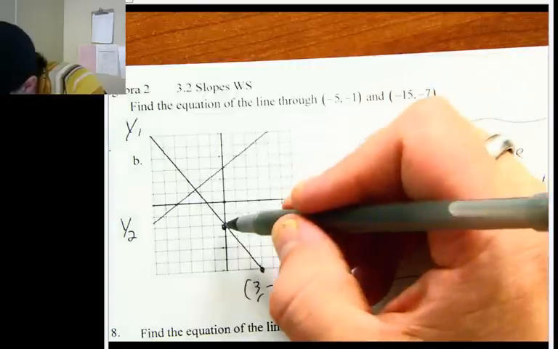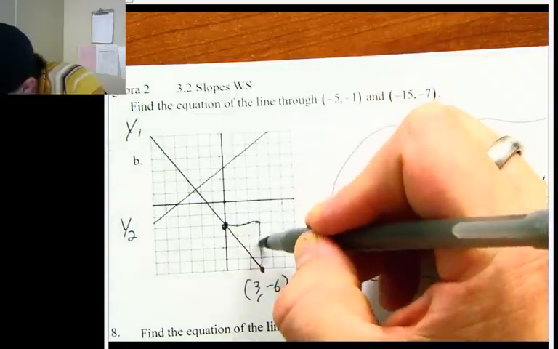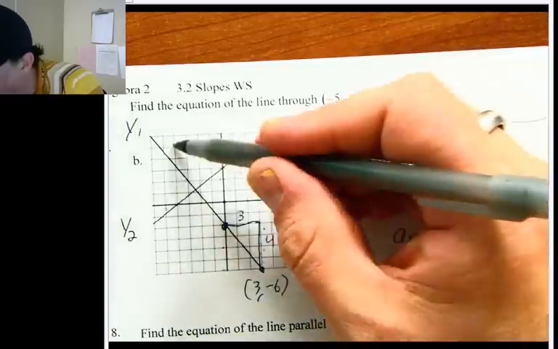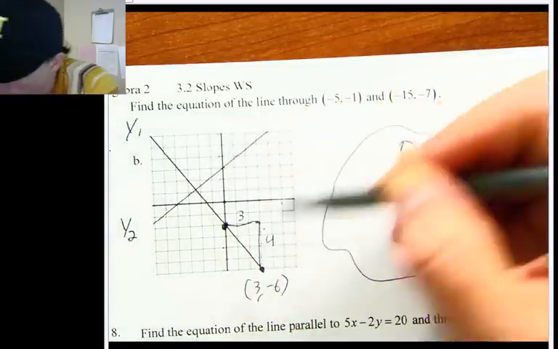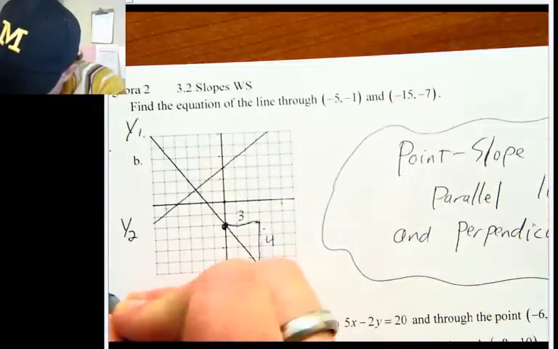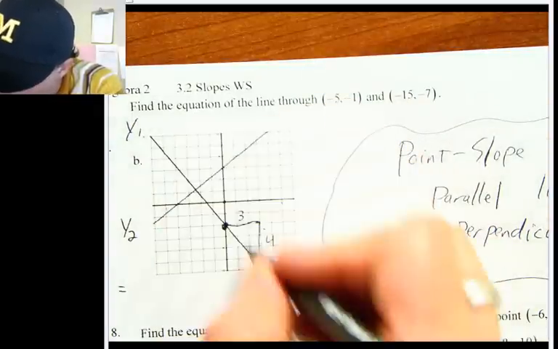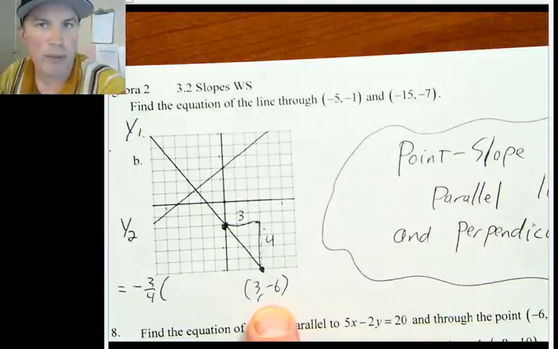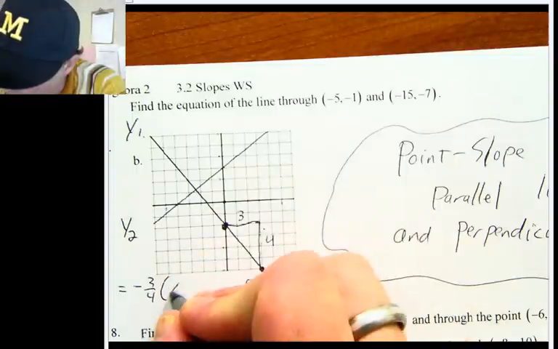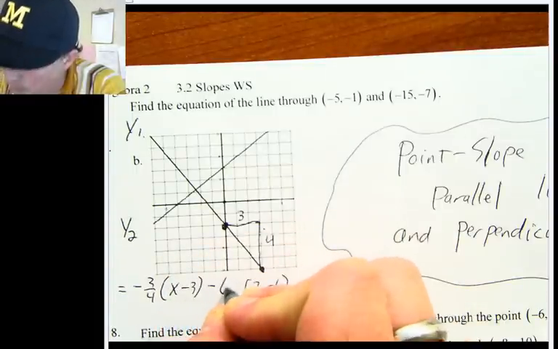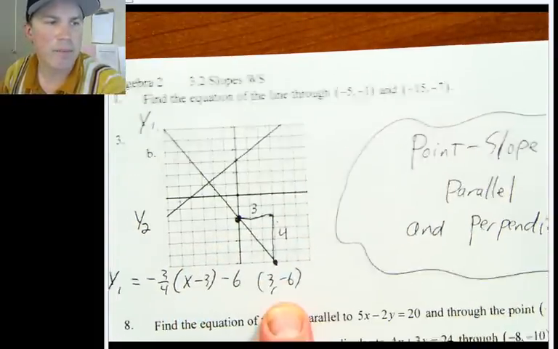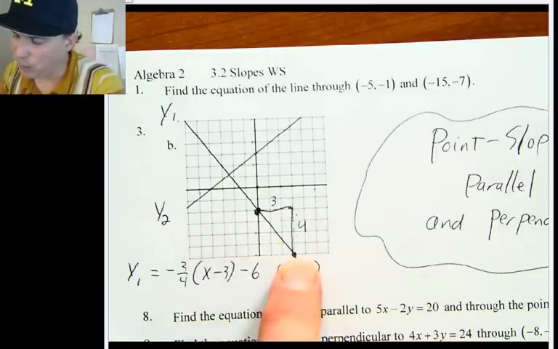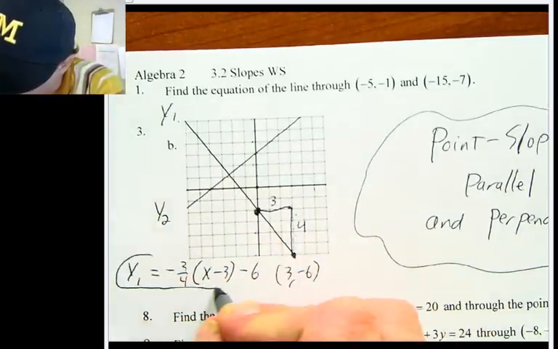Well, if I did what I did yesterday, I go over 3, down 4, and it is a downhill graph, and this is y1, so I'd have y1 equals downhill graph, so -3/4, and then plugging this point (3, -6) in for point slope: x minus 3, minus 6. I could have used the point (0, -2), but I had physically written this coordinate out, so I chose to use that one. And that's my y1.